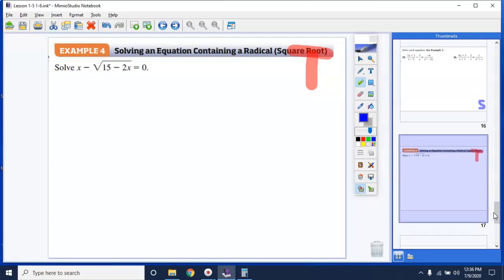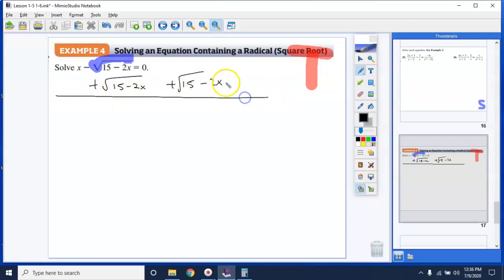First of all, to solve a radical equation, the radical should be alone. When I say radical, I mean this. This is called a radical. So I'm going to add square root of 15 minus 2x to both sides. Thanks to this, I'm going to get my radical alone. These two will cancel each other. x equals the square root of 15 minus 2x. That's my equation, and as you see, the radical is alone here.